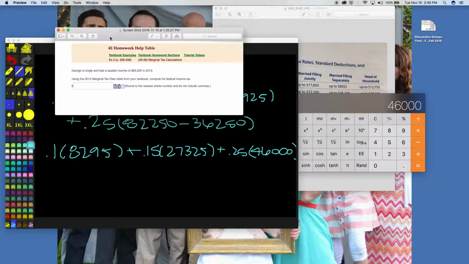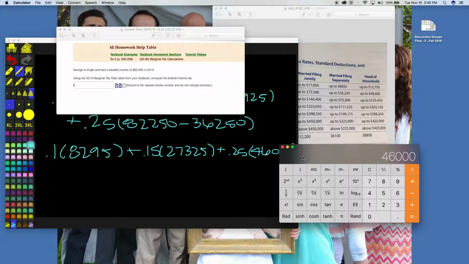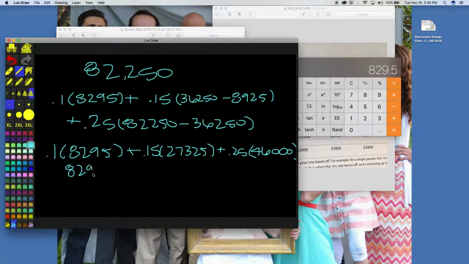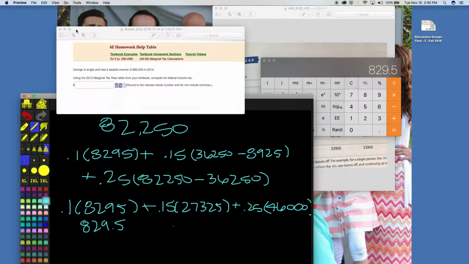If you do not have a great calculator, then you may want to do each of these and write it down. Like I would go 0.1 times 8,295, and that is 829.5. Some calculators don't do order of operations very well, so just make sure that yours does. One thing I like to do is check my answer twice. When I have a lot of calculations to do, I usually do the calculations twice and make sure I get the same thing both times. So that's how you do George.